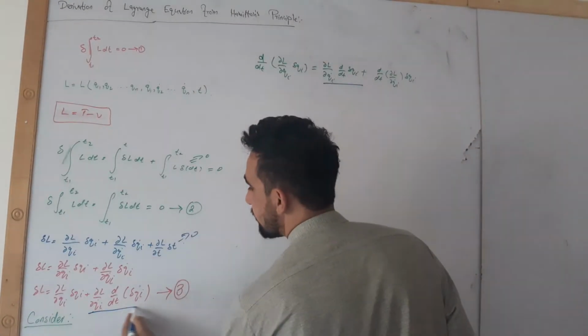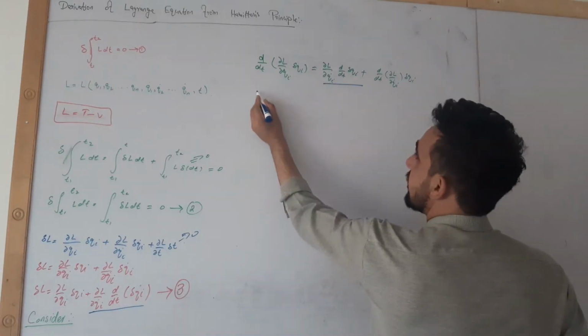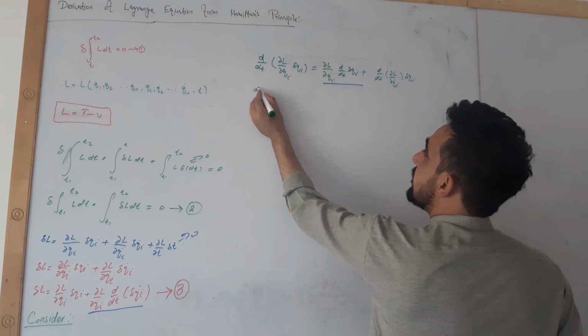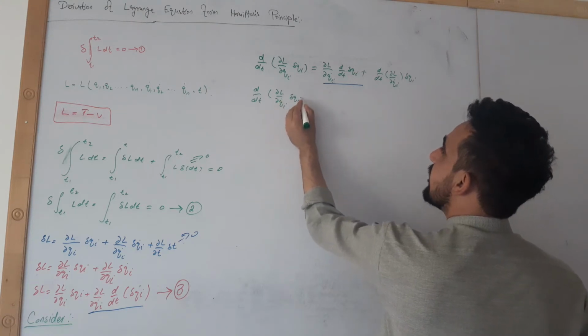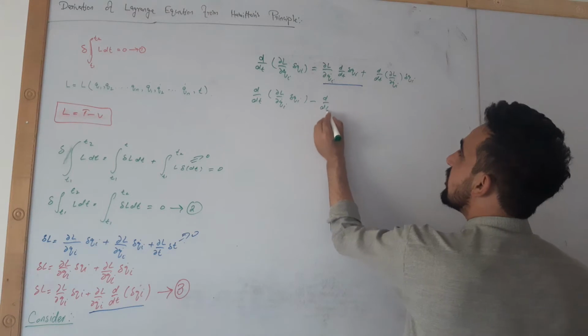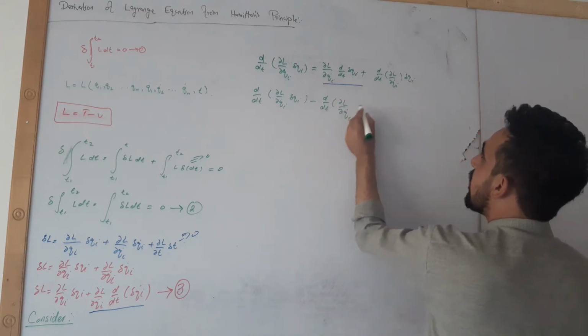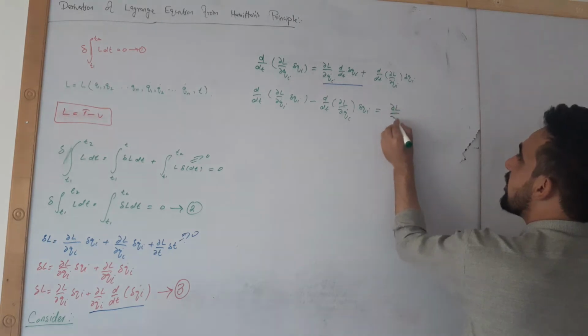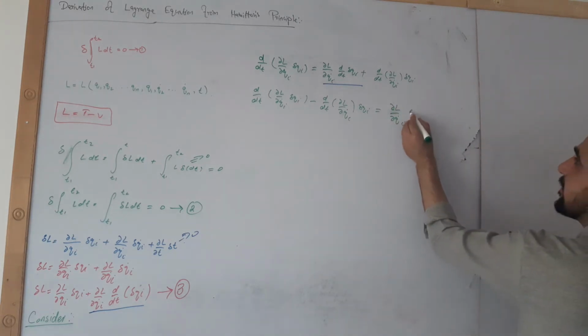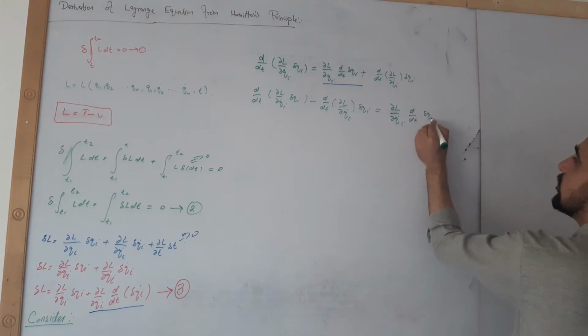Now look at this term and this term. This is the same as this term, so we can eliminate this term by saying d by dt of partial L by partial qi dot del qi minus d by dt of partial L by partial qi dot del qi is equal to partial L by partial qi dot d by dt of del qi.